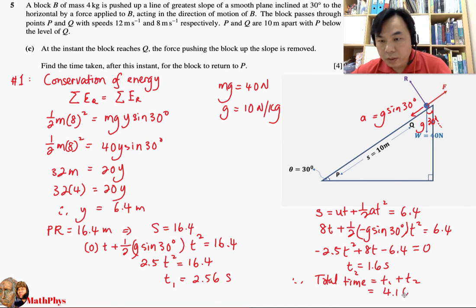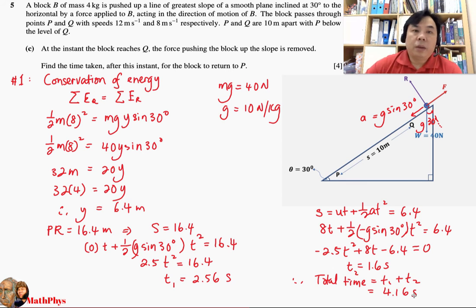4.16 seconds. All right, and then there you have it. That's the way we use conservation of energy, at the same time using kinematic equations, to find out the total time taken to move from the top to the position P there. All right, I hope that is clear. This is using conservation of energy.